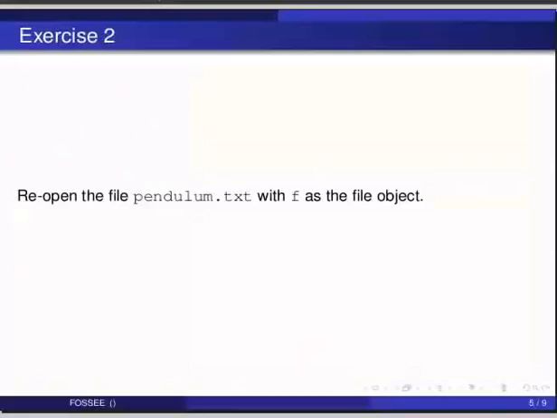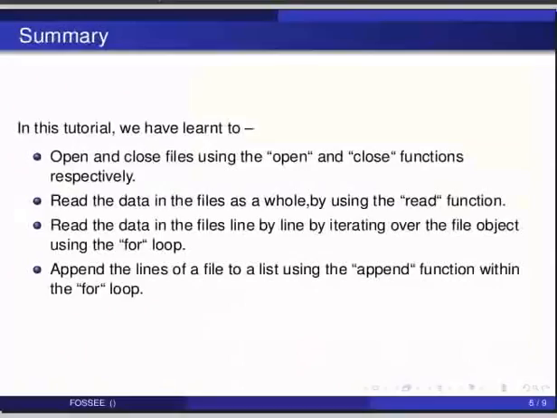So now this brings us to the end of this tutorial, and let's revise what we have learned. Open and close files using the open and close functions. Then second one, read the data in the files as a whole by using the read function. The third one, read the data in the files line by line by iterating over the file object using the for loop. And finally, append the lines of a file to a list using the append function within the for loop.